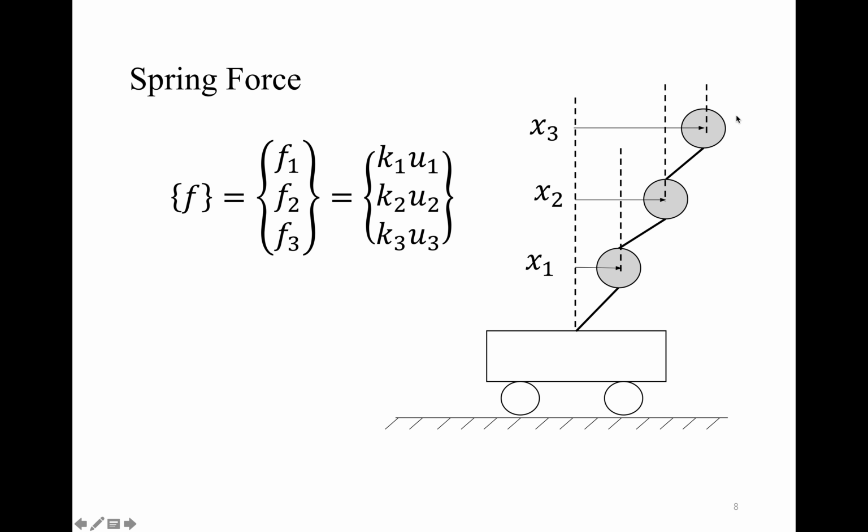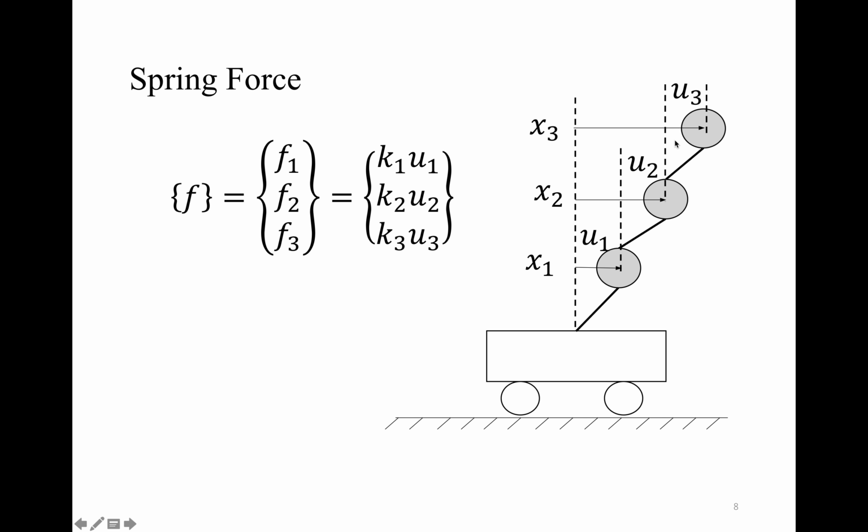Okay, so what is the spring force here? We know the spring stiffness K1, K2, K3, so we only need to calculate the deformation of each floor, the floor drift. Then we can calculate the spring force, right? So what is U1, U2, U3? How do we calculate U1, U2, U3?